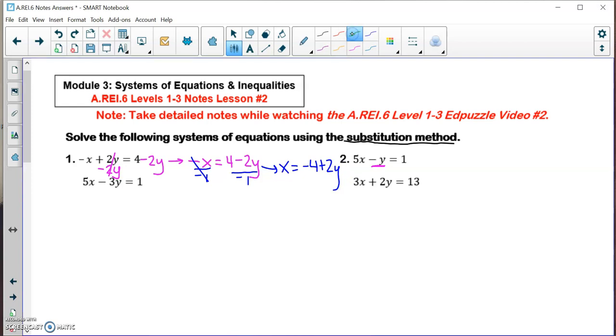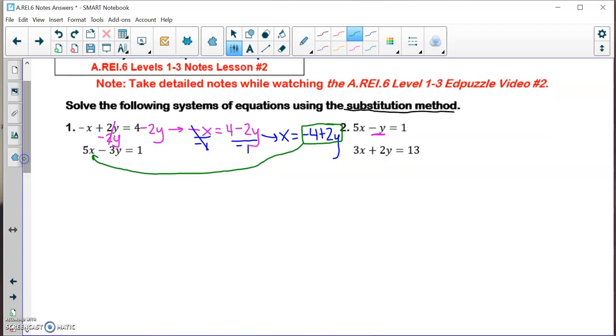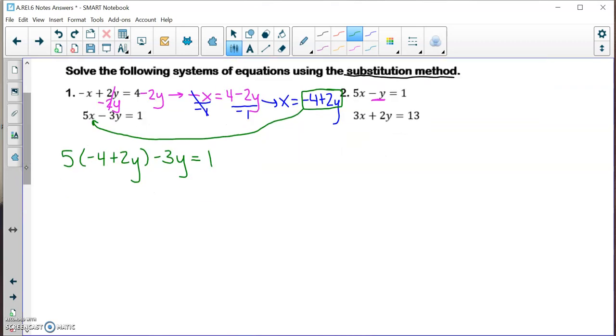Now, since I know x equals that in my top equation, I'm going to take that negative 4 plus 2y and put it in for x in my other equation. So I have 5 times negative 4 plus 2y, minus 3y, is equal to 1. So now this green equation is an equation that just has the variable y in it.